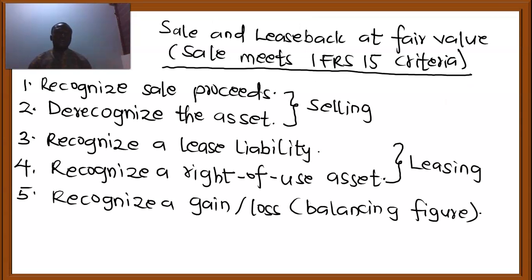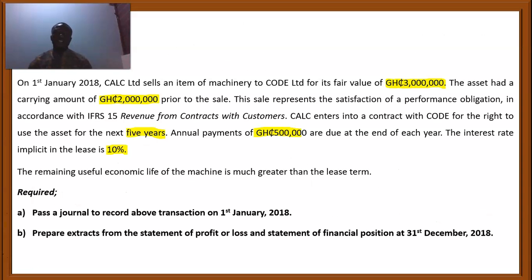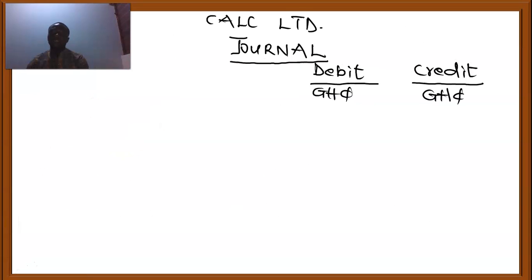First of all, we are supposed to recognize sale proceeds. So when you go back to the question, you realize that the asset was sold for its fair value of 3 million. So this is where the sale is at fair value. We are told the asset was sold for its fair value of 3 million, so we recognize sales proceeds of 3 million. If you receive money, it is a debit. So we are going to debit the journal with 3 million.